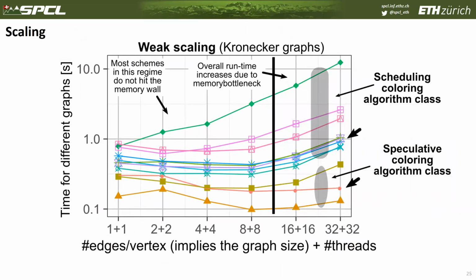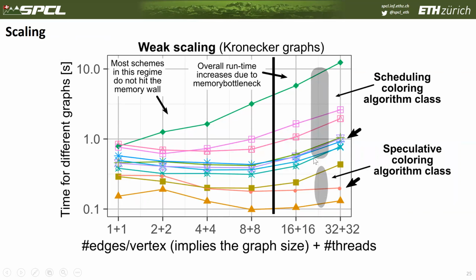We also analyzed scaling. Here we show the weak scaling plot where we use Kronecker graphs. On the x-axis, increasing data points correspond to cases where we increase the number of edges per vertex, increasing the size of the graph, and proportionally increase the number of threads used. On the y-axis, we again show the speedups for total computation time for a given data set.